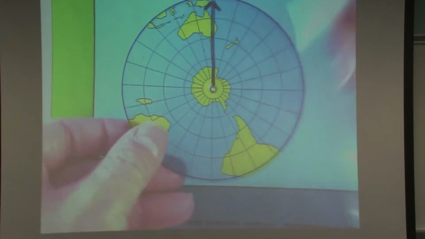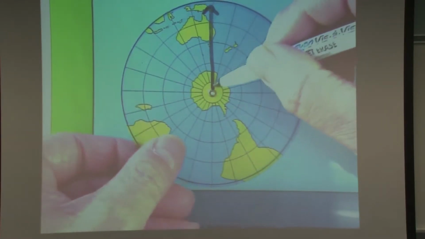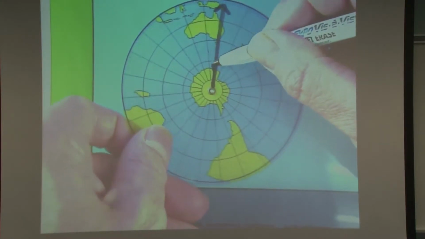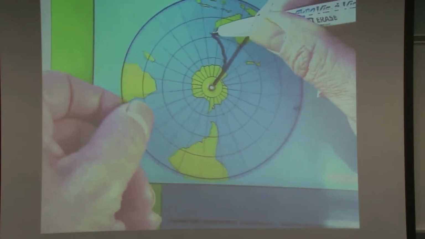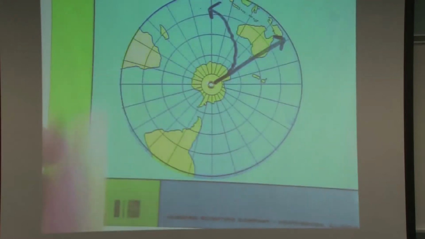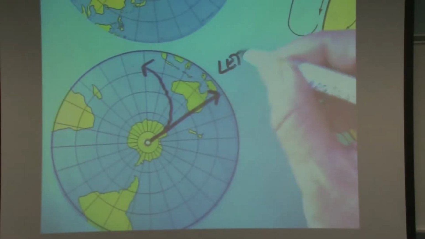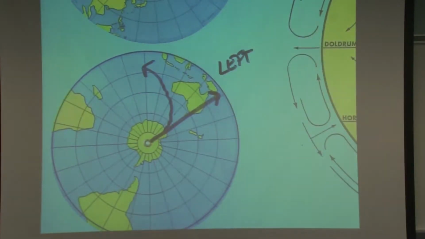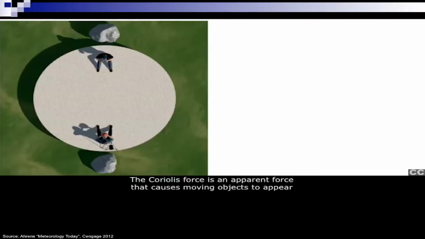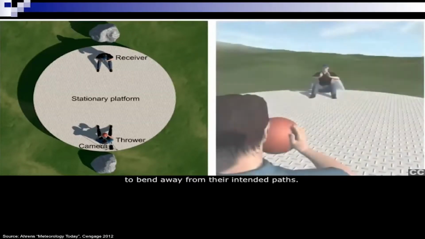Okay, and they get together and count down 3, 2, 1. We're going to turn the Earth as I move my pen north, and it lands out there in the middle of the ocean. Note the spinning of the Earth here is causing the arrow to bend to the left. This apparent bending of the arrows is caused by the Coriolis force, and this video helps to explain that a little bit.